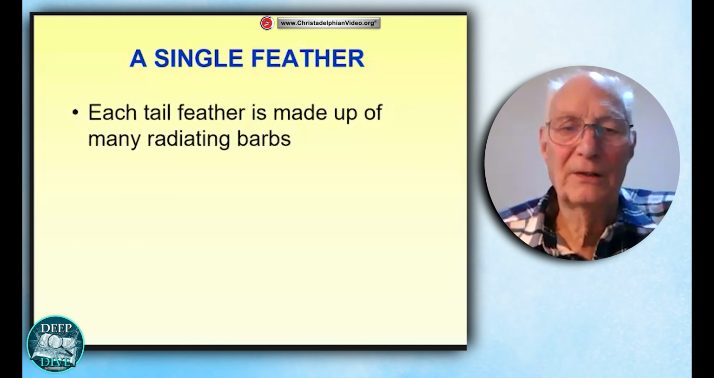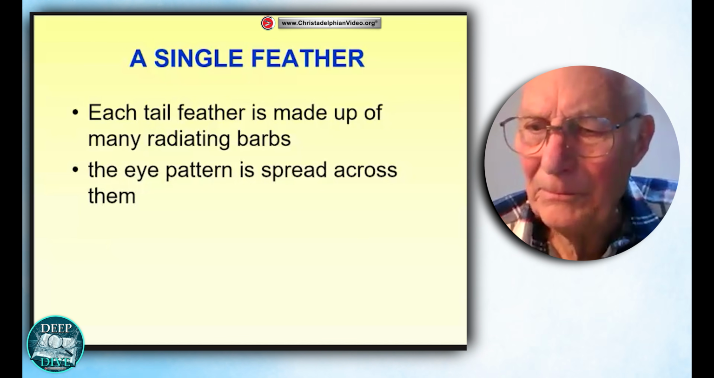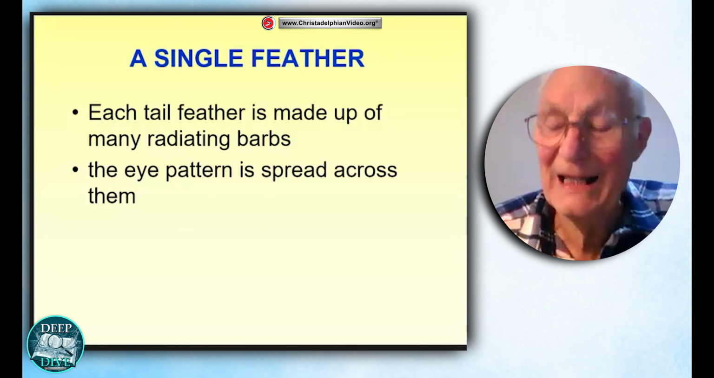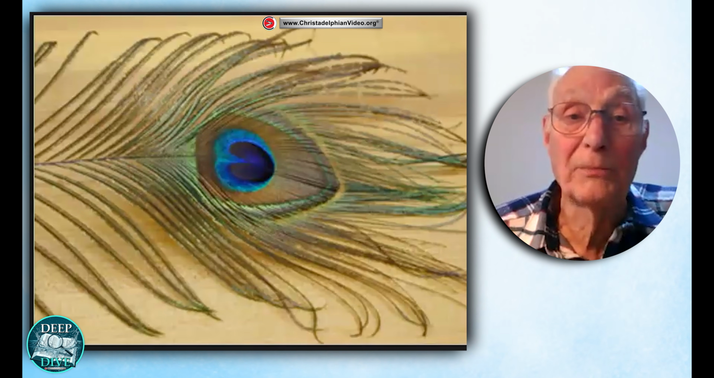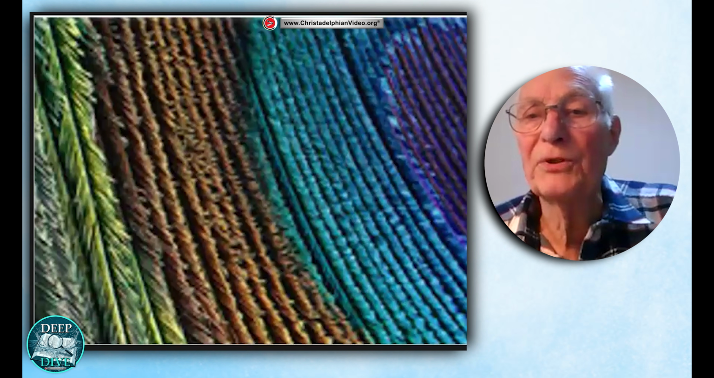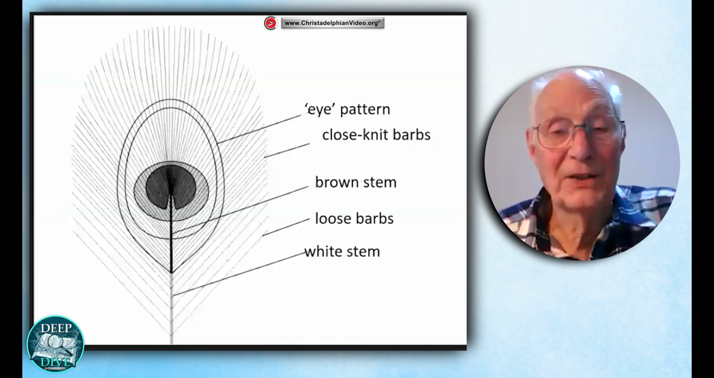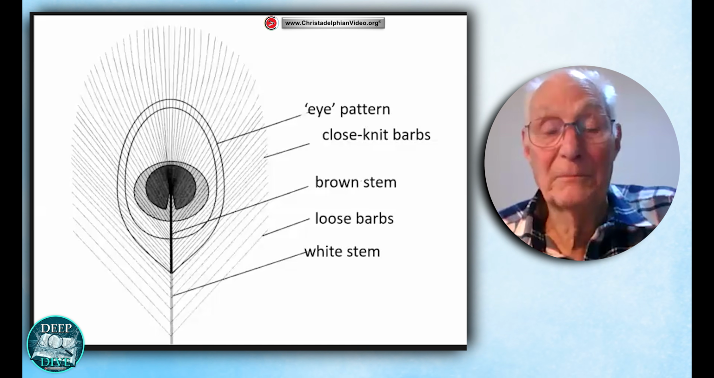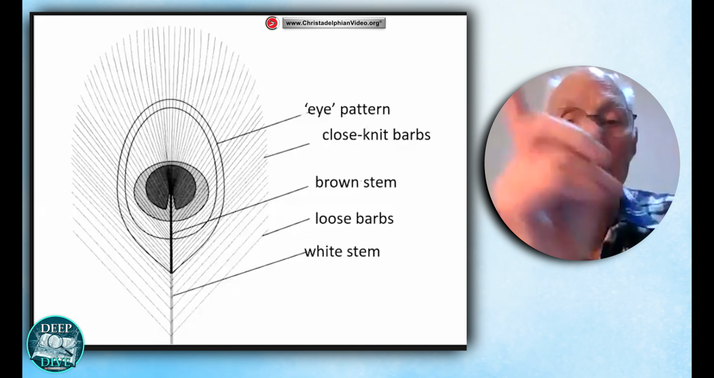Now, each tail feather of the peacock is made up of many barbs. And this is the amazing thing. That eye pattern that you see somehow is spread across lots of different barbs. So if you look at it close up, there's the colours. Those are different barbs side by side coming off one single feather. There's a feather, there's a stem, look down the middle in that diagram. There's the barbs going off at right angles.